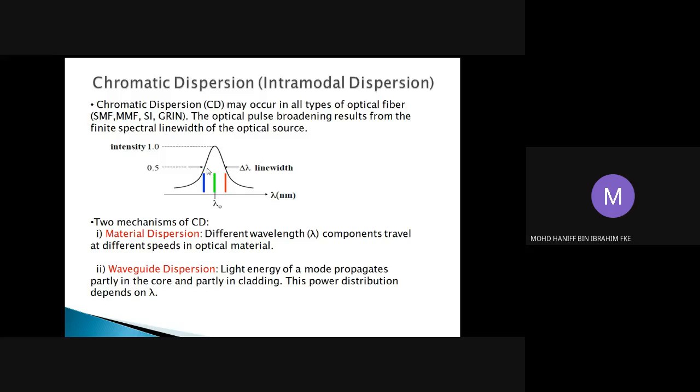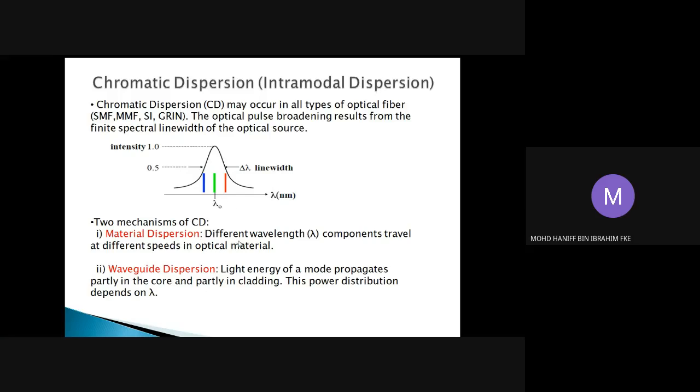So we can see that for this particular spectral line width, there should be a lambda range at this particular intensity of light. So it can be said that this pulse broadening due to chromatic dispersion is basically due to the number of wavelength values which are propagating inside the optical fiber. So that should be the line width, delta lambda. Okay, so basically there should be two mechanisms, as I mentioned before.